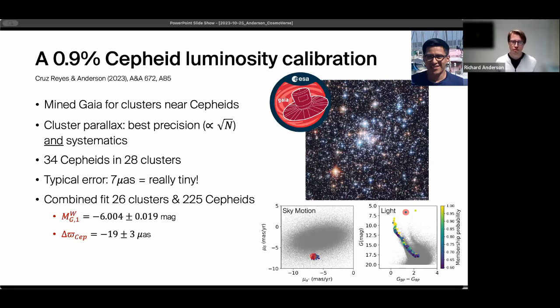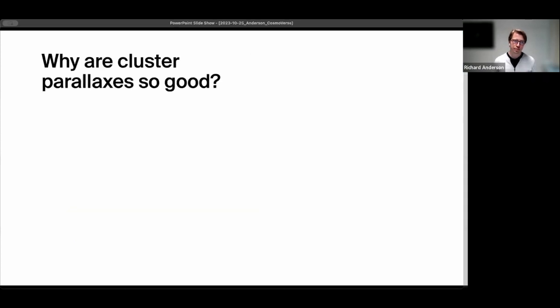and 225 field Cepheids, and this allowed us to measure the residual parallax offset for the 225 field Cepheids while also calibrating the absolute Leavitt law in the Milky Way to better than 0.9% in distance. And with Gaia DR4, we project that we would be able to get to about 0.4% thanks to the improved proper motions that will give us more and better parallax parameters.